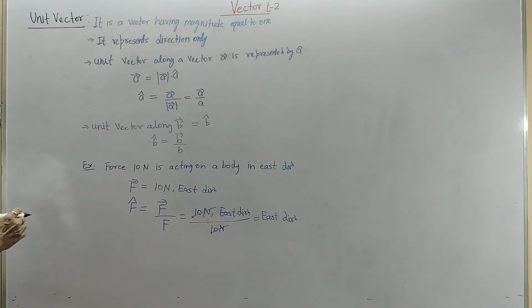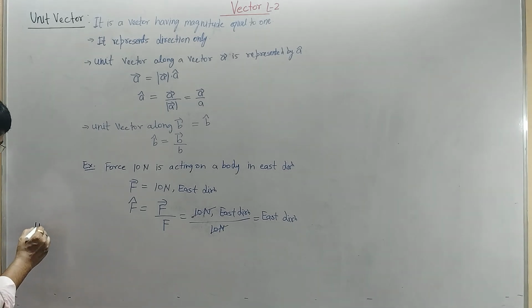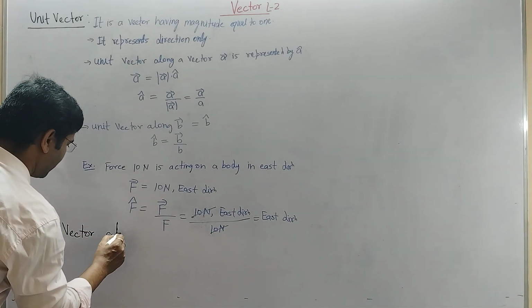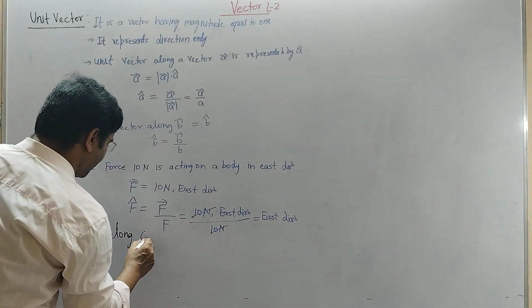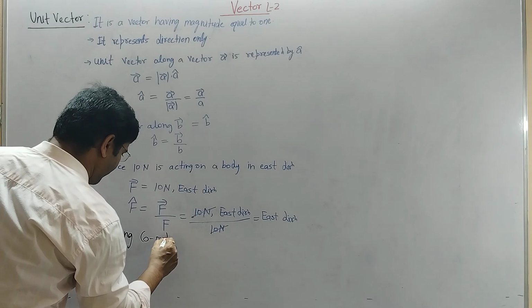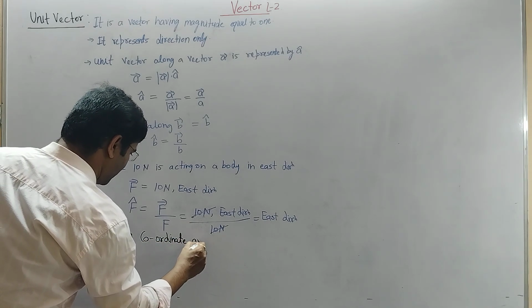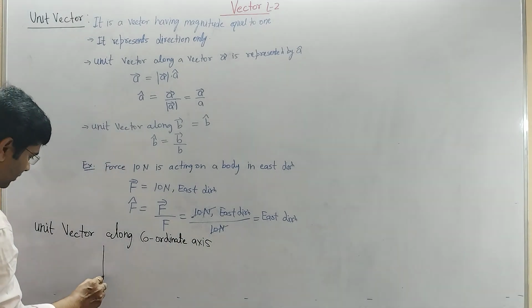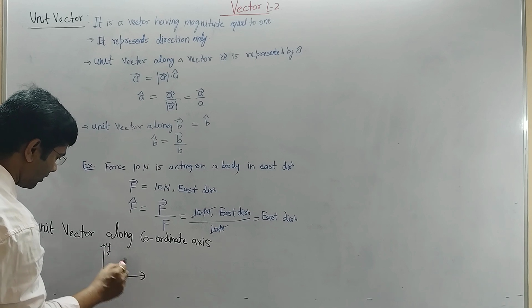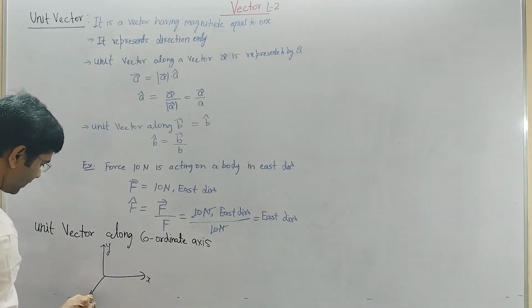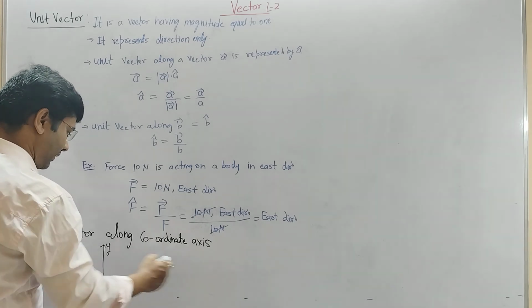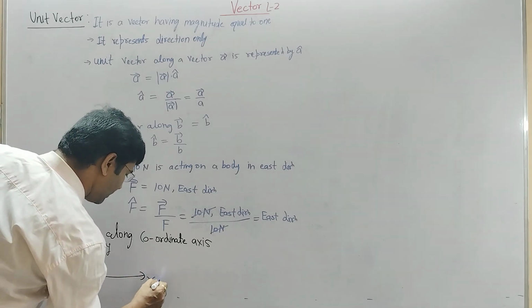Next one, unit vector along coordinate axis. Unit vector along coordinate axis means unit vector along x, y, z. So axes we have taken like this. This is x, this is y, this is z. So these are the three axes I am taking here. The unit vector along this x vector is defined by I cap.